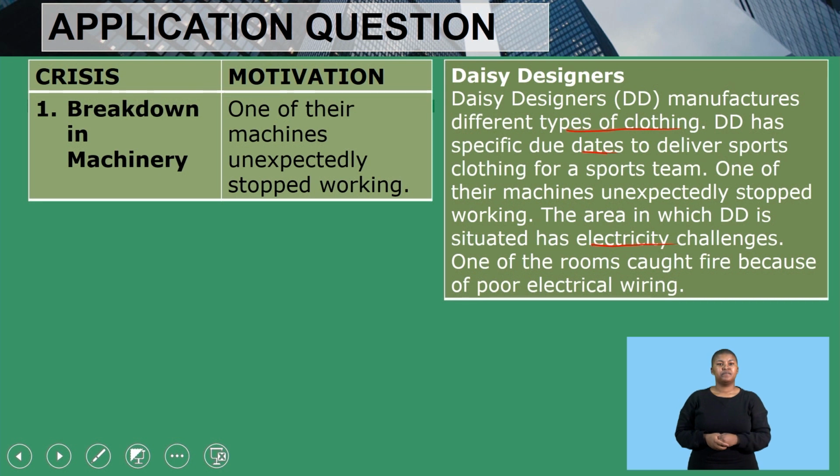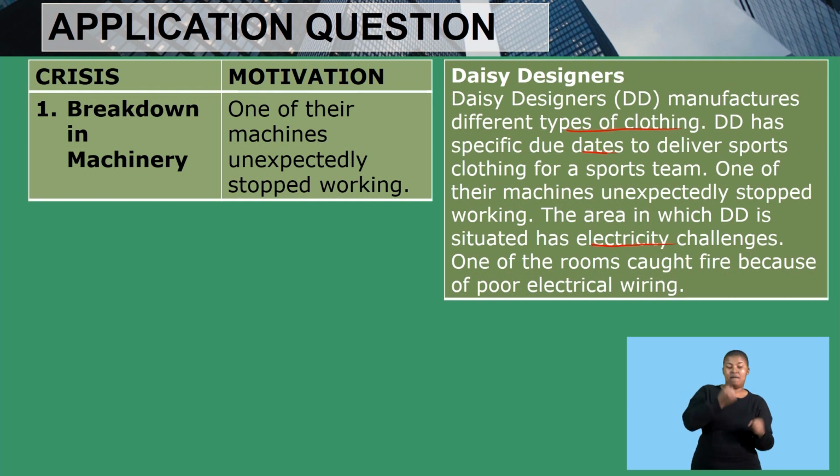Now, the first one would be a breakdown in machinery. Then remember, when we quote, we take the statement as it is. It says, one of their machines unexpectedly stopped working. So this statement right here is what we are going to quote.